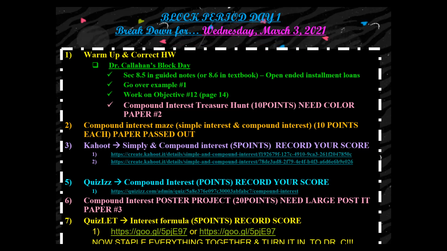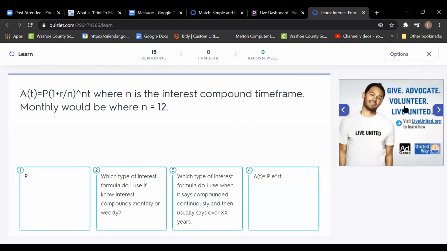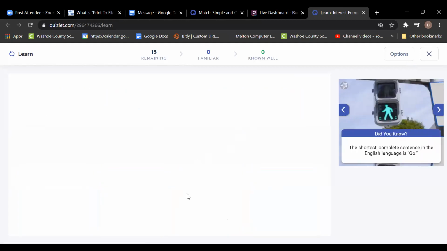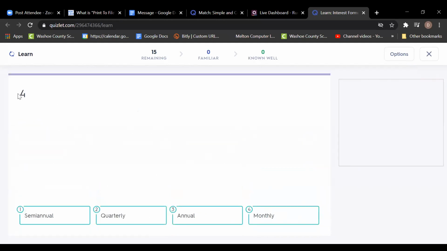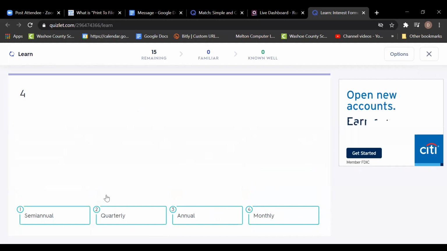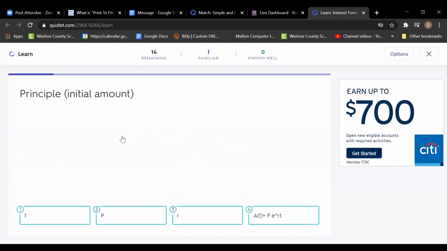Once you get there, you're just going to go ahead and answer the questions. Is it A or 1, 2, 3, or 4? I'm just going to make a guess. Ooh, that's not correct. Okay. So then here, what does 4 mean? Is it semi-annual, quarterly, annual, or monthly? I know it's quarterly, so I know I got that one correct. And so go ahead and continue with this.